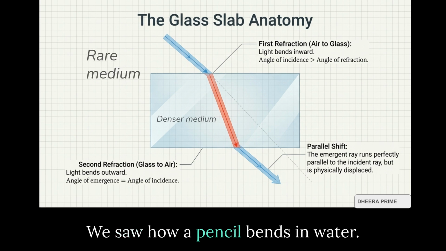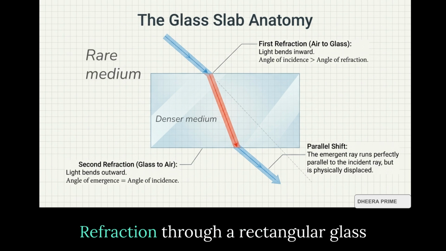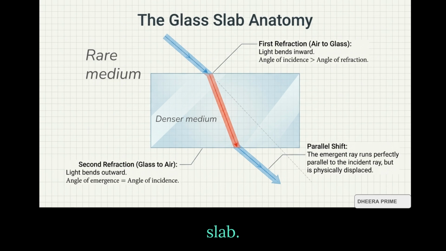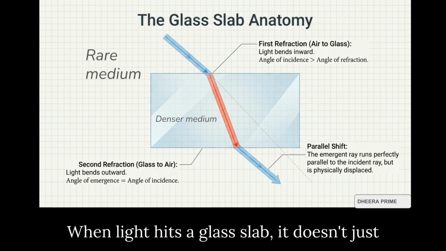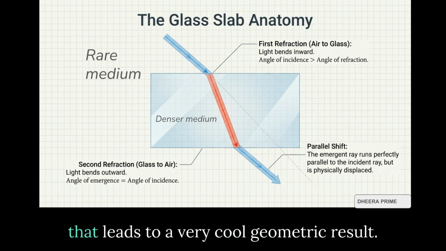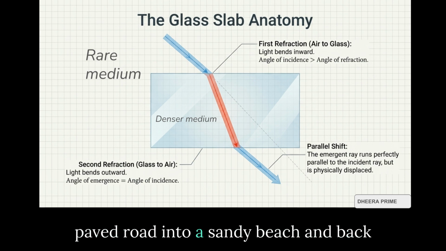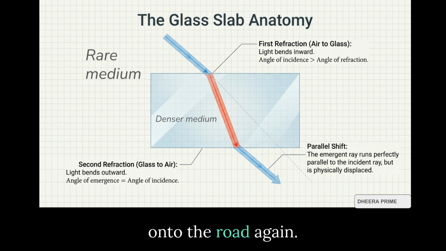We saw how a pencil bends in water. Today, we're looking at something even more precise: refraction through a rectangular glass slab. When light hits a glass slab, it doesn't just bend and stay bent. It goes through a double transformation that leads to a very cool geometric result. Imagine light as a runner, moving from a paved road into a sandy beach and back onto the road again.